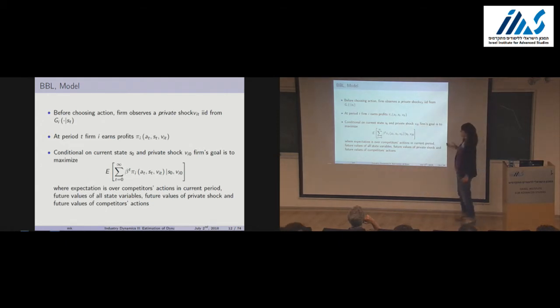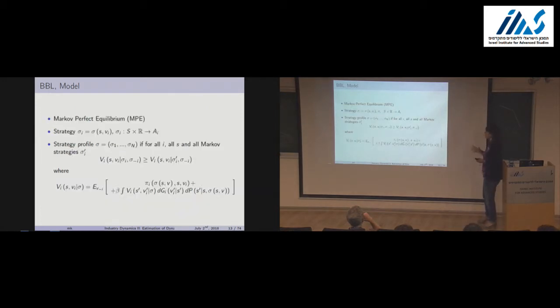The firm chooses these actions to maximize the expected discounted stream of profits. Again, expectations are over the future state variables, the future values of the private shocks for itself and for every other firm in the market. Okay?